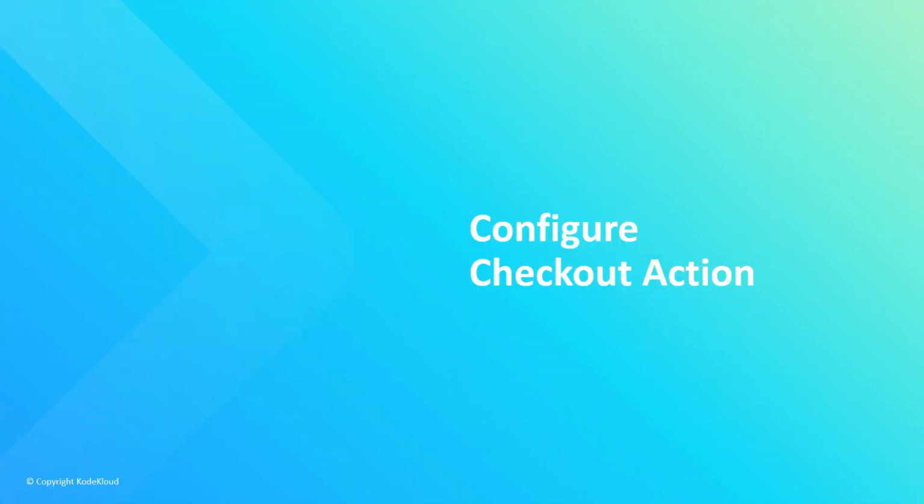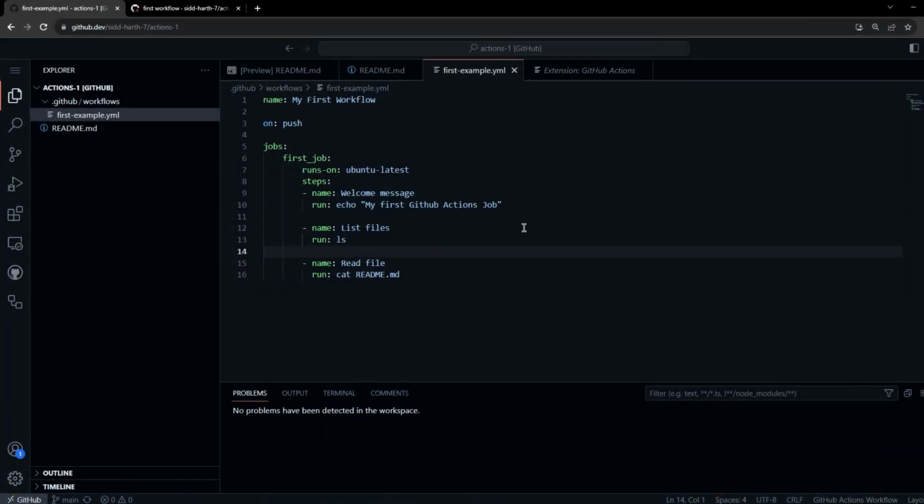In this session, we will configure the checkout action within our workflow. So here we're going to add another step in order to read or check out our GitHub repository. To do so, we will make use of an action. Actions can be filtered and checked in a marketplace.